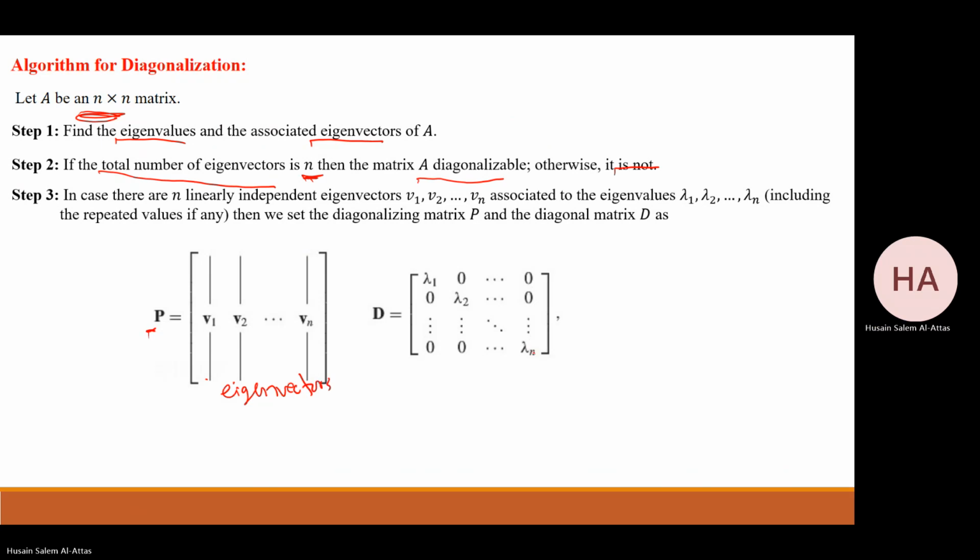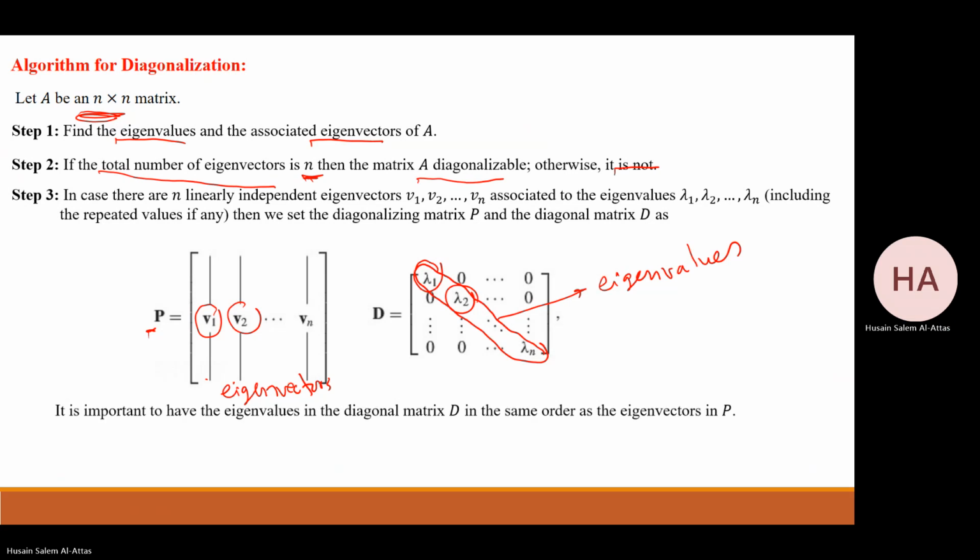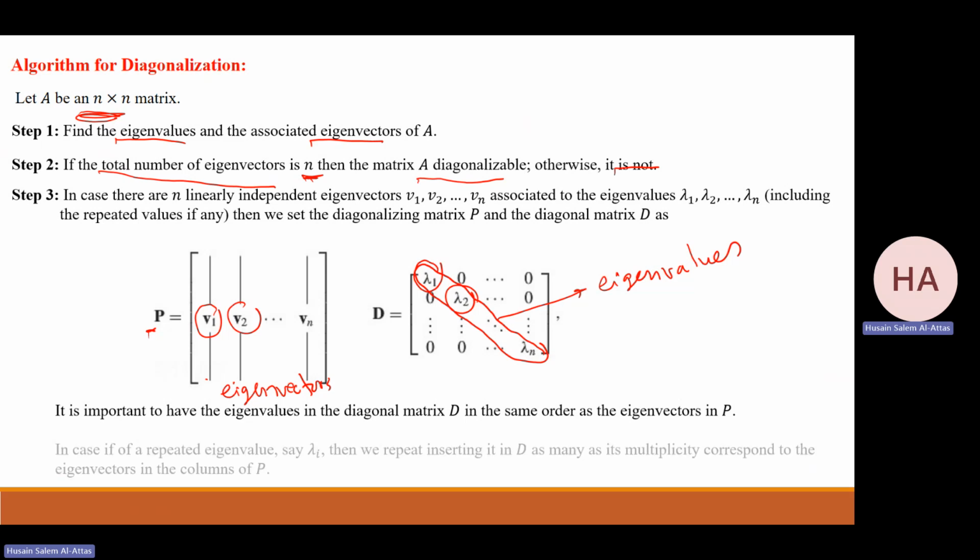And D will be the diagonal matrix where the diagonal has what? The eigenvalues. Be careful. This V1, I should have lambda 1 with it. V2, lambda 2, and so on. It's important to have the eigenvalues in the diagonal in the same order as the eigenvectors in P. It should be related to its eigenvector.